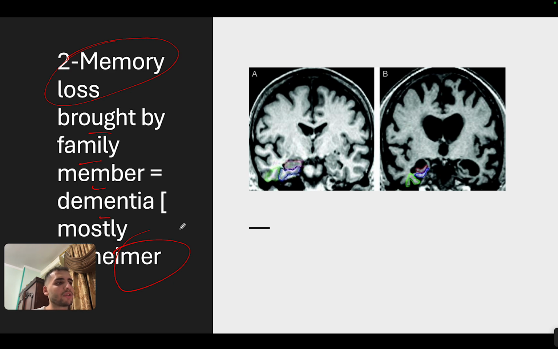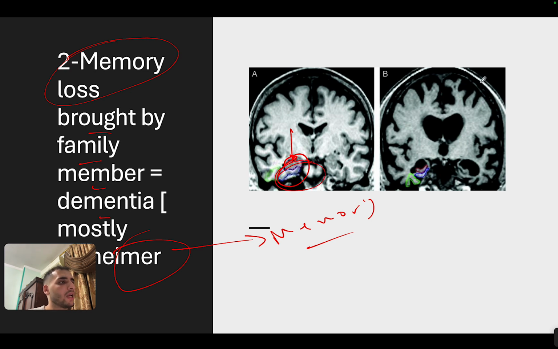The next important thing is that they will ask you which area of the brain is mostly associated with memory, and this is the area that's usually affected in Alzheimer. And the answer is the hippocampus, and this is the hippocampus here, because it can be asked on the step itself. Now, don't get me wrong, Alzheimer would cause atrophy of the whole brain, but it most commonly affects this area here, which is the hippocampus.